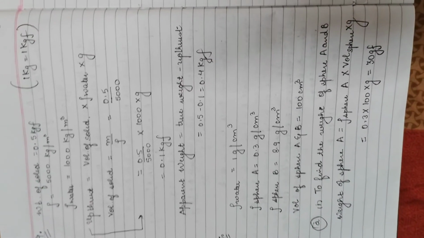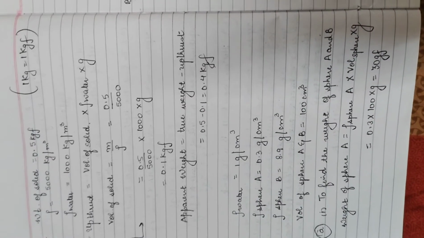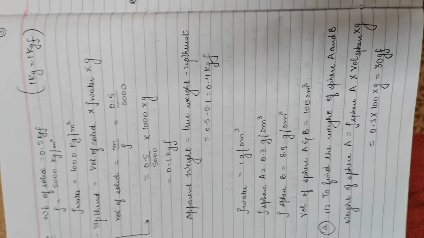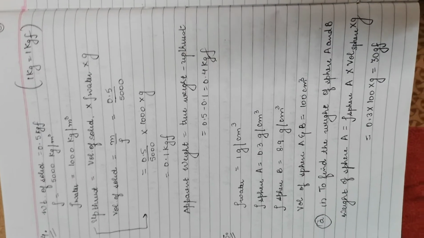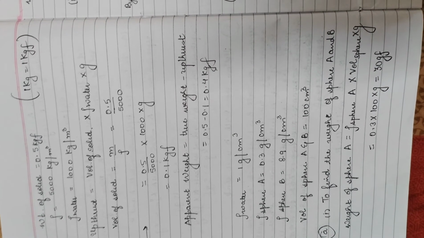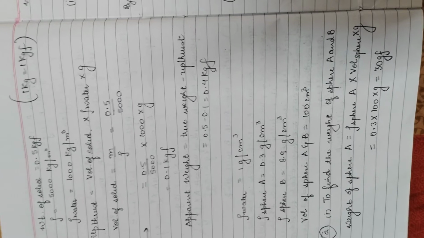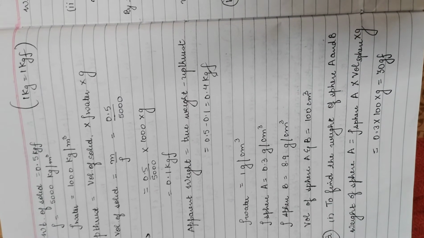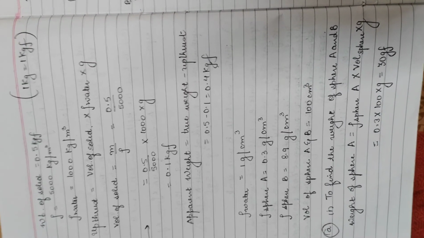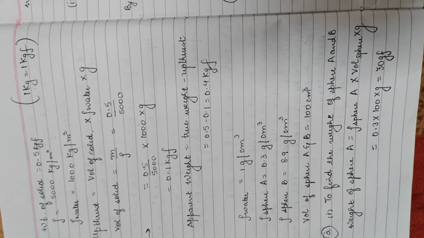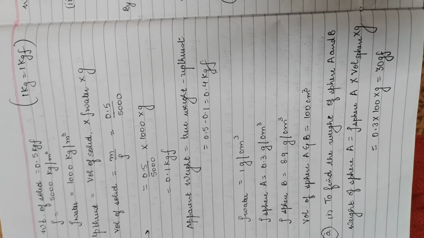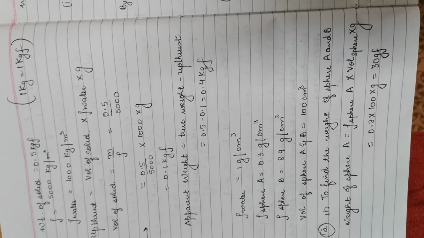Now fifth question. In fifth question, what they are saying, two spheres we are having, A and B, each of volume 100 centimeter cube, are placed on water. Volume is given to us. Density of water is given to us, that is 1 gram per centimeter cube. The sphere A is made of wood with density 0.3 gram per centimeter cube, and B is made of iron with density 8.9 gram per centimeter cube.